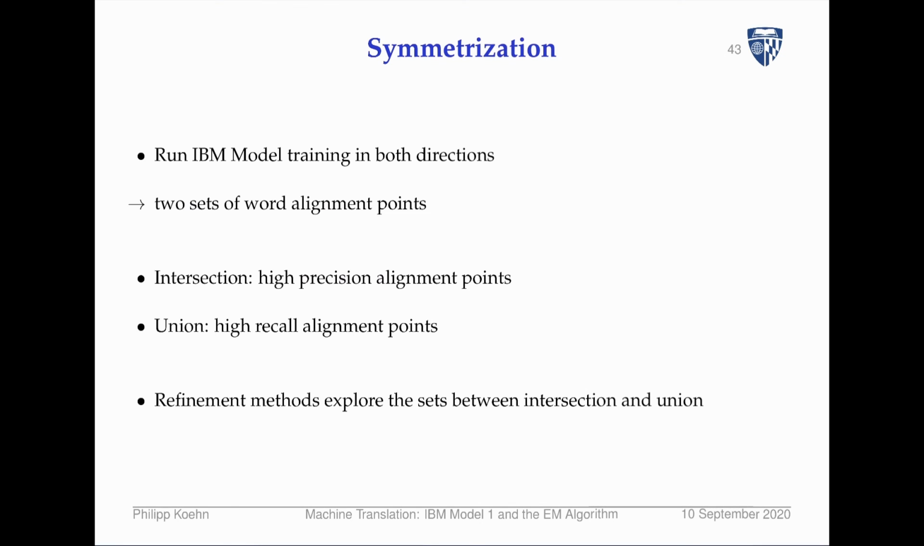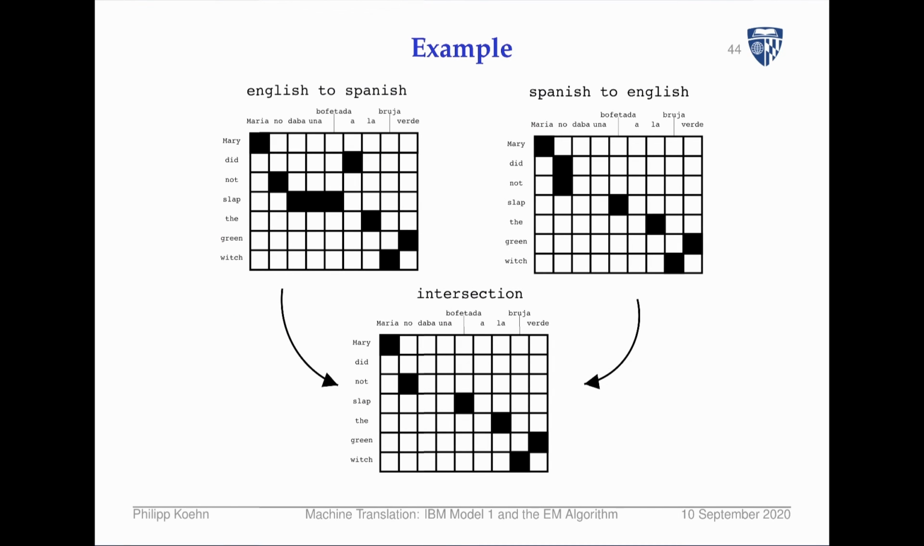So what's the solution? And this gets a bit hacky. We run IBM model training in both directions. That gives us two sets of word alignment points, and then we can take the intersection of these alignments. That gives us a high-precision word alignment, or we can take the union, which gives us a high-recall word alignment. So the first time we get few alignment points that are probably mostly correct. And here we get more alignment points. So we're probably going to get all the alignment points we should get, but they're less correct. So refinement methods explore the set between intersection and union. So let's just go through that example.